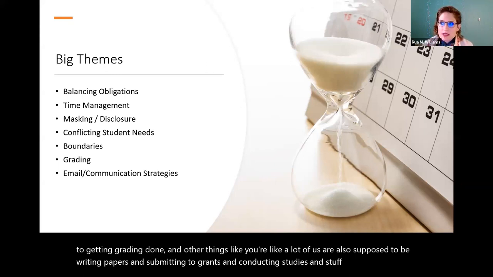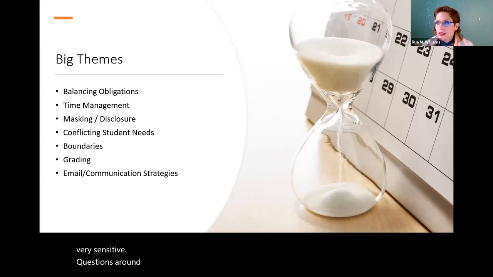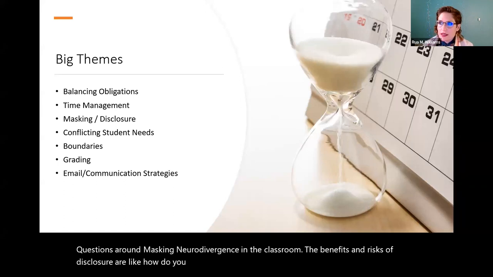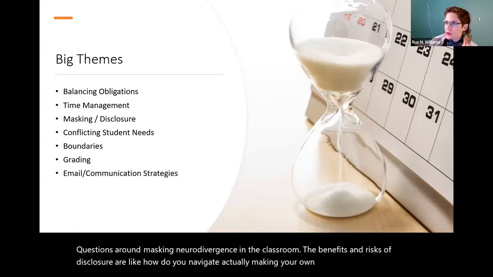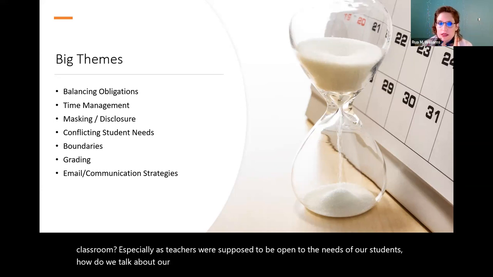There were some very sensitive questions around masking neurodivergence in the classroom, the benefits and risks of disclosure, like how do you navigate making your own needs known in a classroom, especially as teachers, when we're supposed to be open to the needs of our students. How do we talk about our own boundaries and needs?